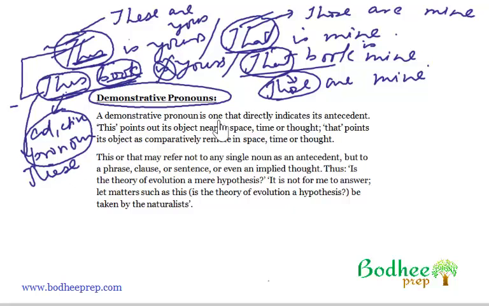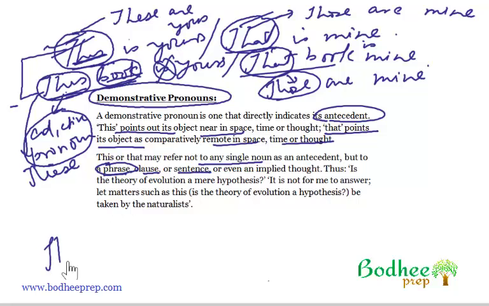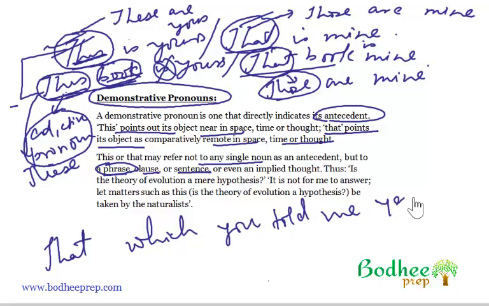A demonstrative pronoun is one that directly indicates its antecedent, right? This points out its object near in space, time, or thought. That points to its object as comparatively remote in space, time, or thought. This or that may refer not to any single noun as an antecedent, but to a phrase, a clause, or a sentence. So let's take this sentence: that which you told me yesterday was a lie.